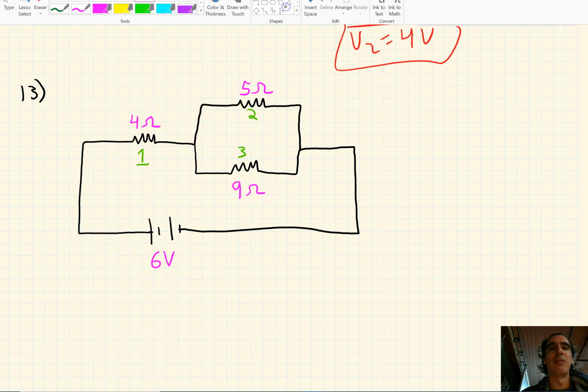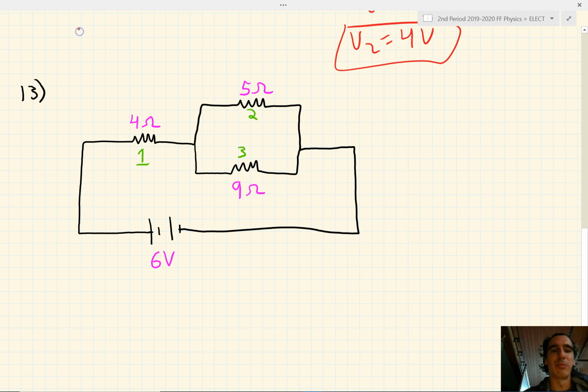The first thing we want to do after having our resistors labeled is label our positive and negative terminals. So the left side of the battery is positive based on the longer line, which means the right side is negative. And we're going to follow the flow of the charges. The first resistor, positive, negative. If we look at resistor 2, left is positive, right is negative. And resistor 3, the left is positive and the right is negative.